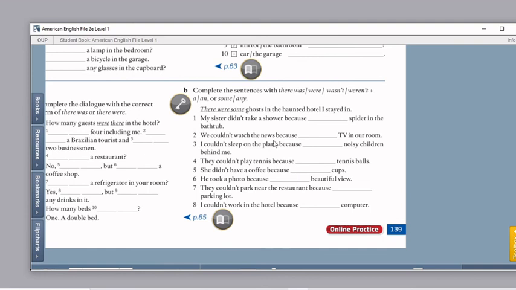Letter B. Complete the sentences with there was, there were, there wasn't, or there weren't, plus a and an for singular, affirmative, negative, and interrogative, or some, plural, affirmative, or any, plural, negative, and questions. You have an example. Ghosts in the haunted hotel I stayed in. Well, ghosts is plural, and the sentence is affirmative, so there were some ghosts.